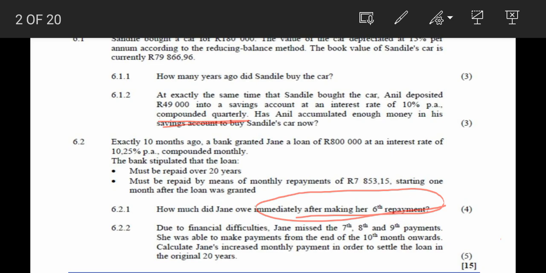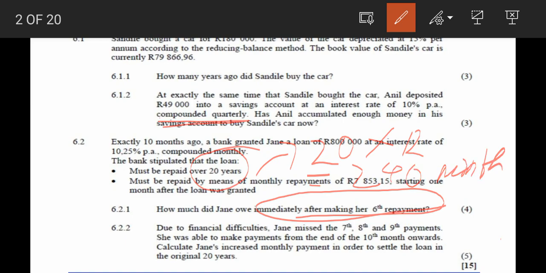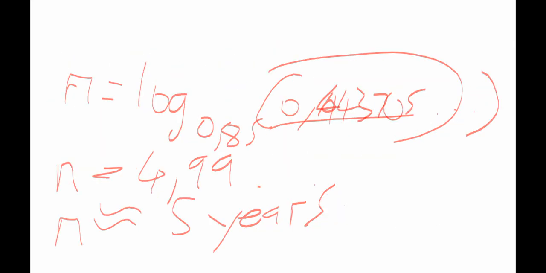Now, our period is 20 years, which of course, since we are compounding this monthly, we have to know how many months are in 20 years. So we have 20 times 12, which gives you 240 months. So she must make the payment over 240 months. After the 6th payment, we just go 240 minus 6 to check the remaining months. So it's 234. The outstanding balance is over 234 monthly payments.